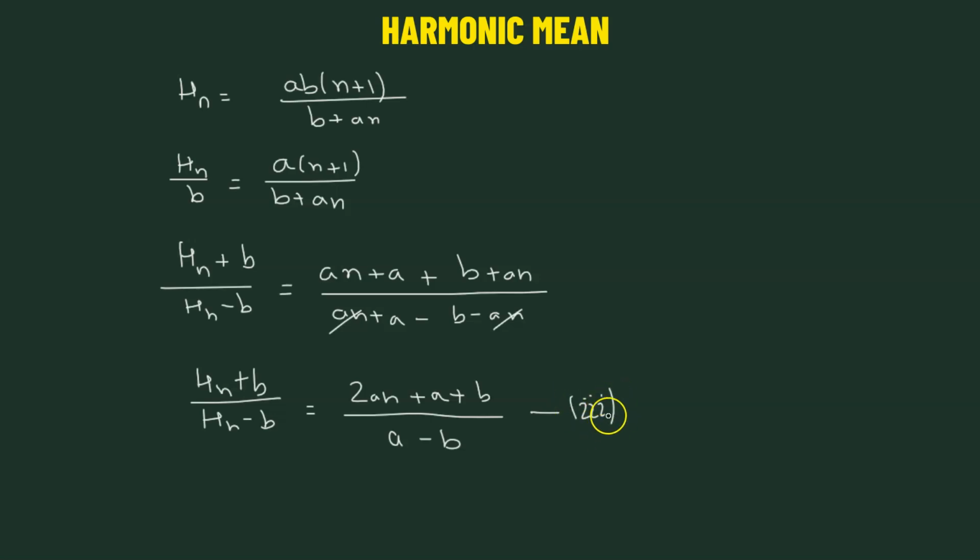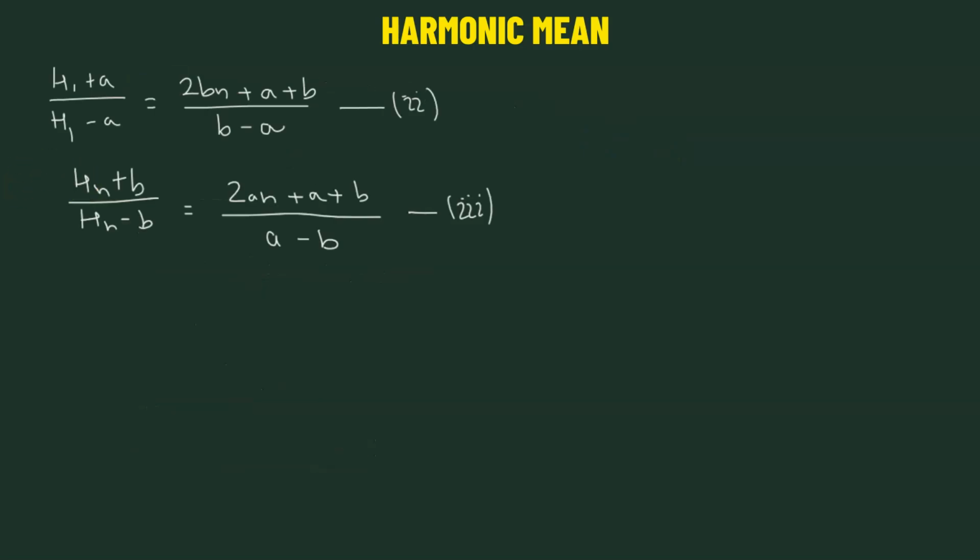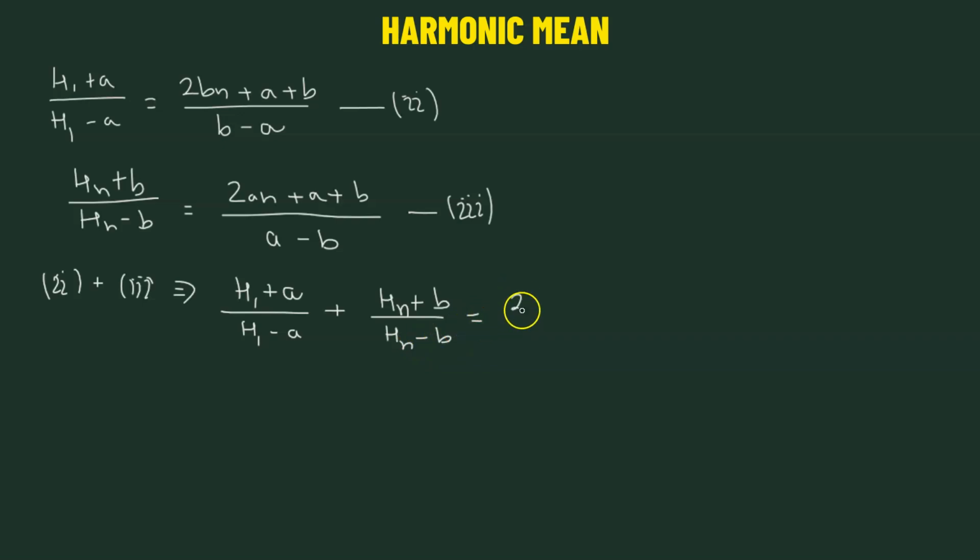So here we have obtained the value of h1 plus a divided by h1 minus a as given in equation number 2. So what we'll do, we'll add 2 and 3. We're going to add equation number 2 with equation number 3. So on the left hand side we have h1 plus a divided by h1 minus a, plus hn plus b divided by hn minus b. This will be equal to 2bn plus a plus b divided by b minus a.